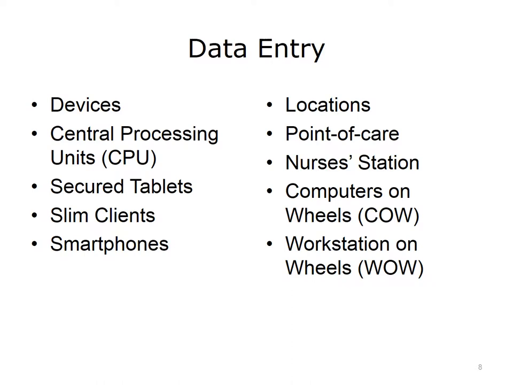Multiple types of data entry and access devices are available that can interact with information system networks. Central processing units, or CPUs, are stationary computers that are generally directly connected to the network through computer wire or cable. Tablets are small portable computers that have screens that can be written on, often with a stylus writing device, and are connected to the network wirelessly.